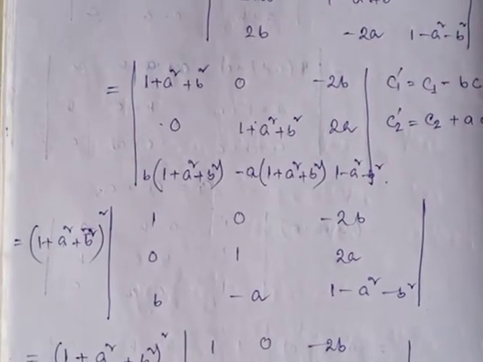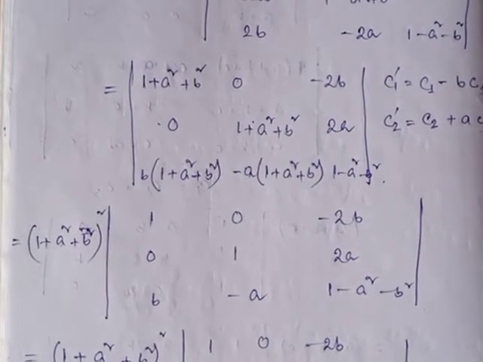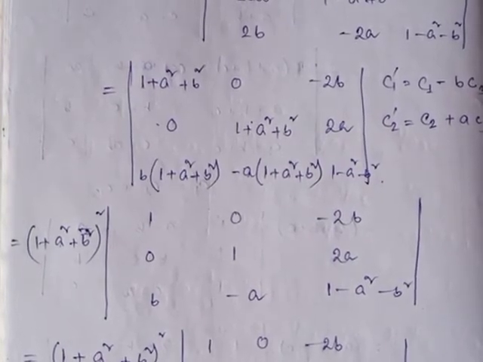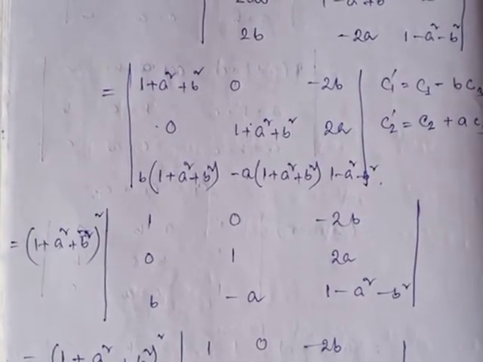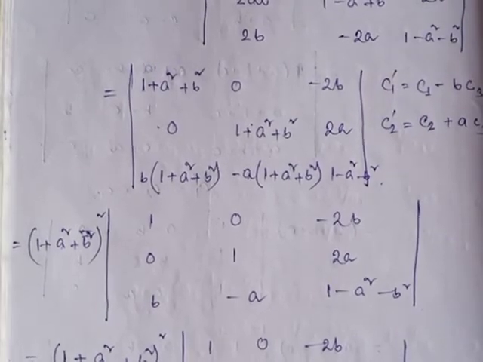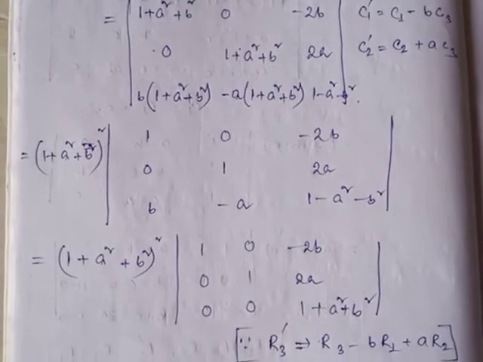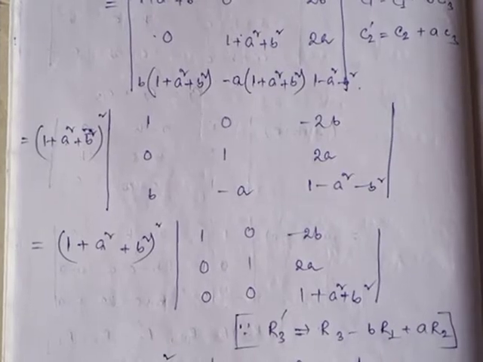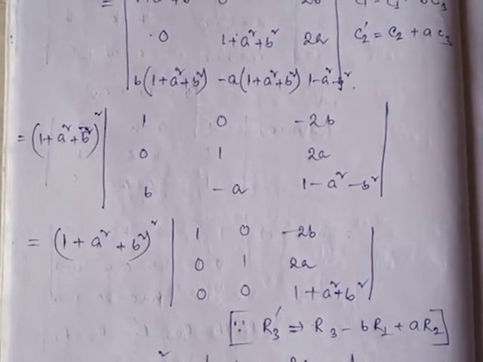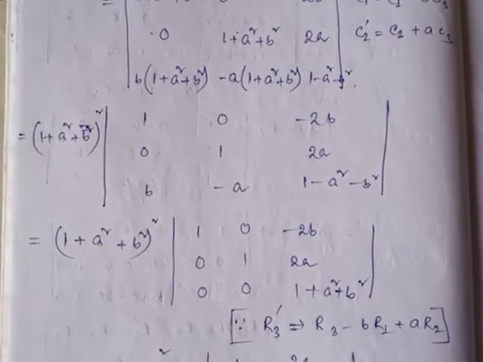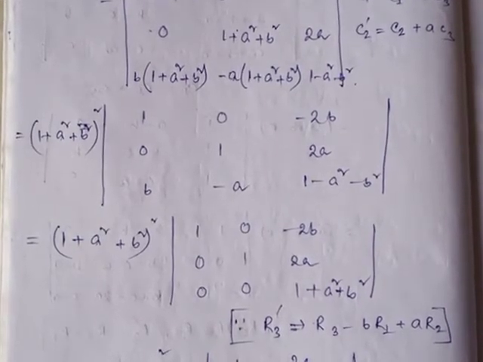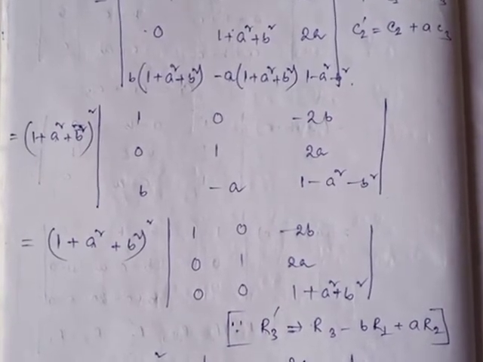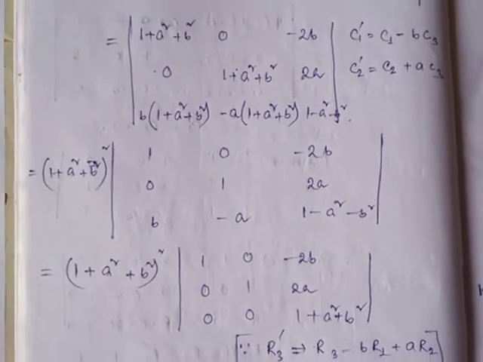Now if we take common 1 plus a square plus b square whole square, then 1, 0, b; 0, 1, minus a; and the remaining is the same, minus 2b, 2a, 1 minus a square minus b square. After that we are applying R3 dash equals R3 minus b into R1 plus a into R2. So we get 1 plus a square plus b square whole square times 1, 0, 0; 0, 1, 0; minus 2b, 2a, 1 plus a square plus b square.